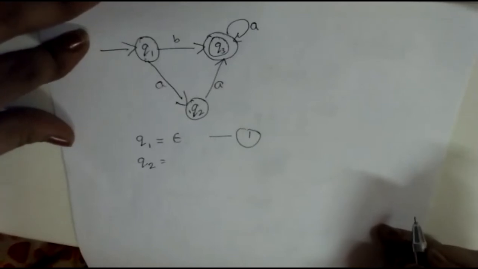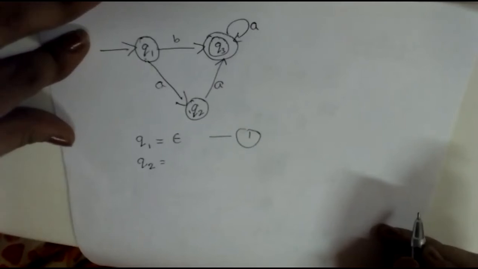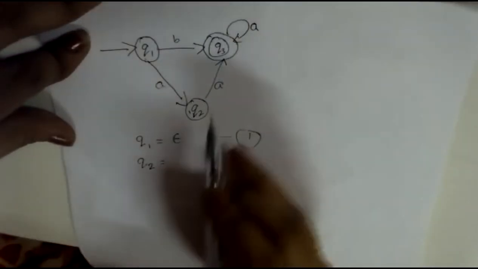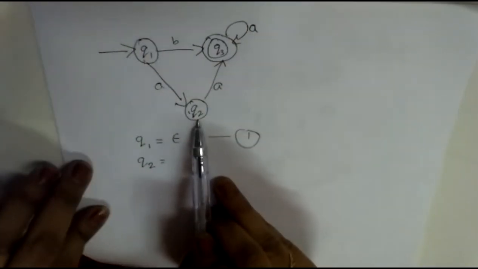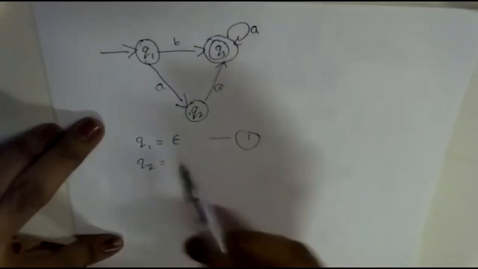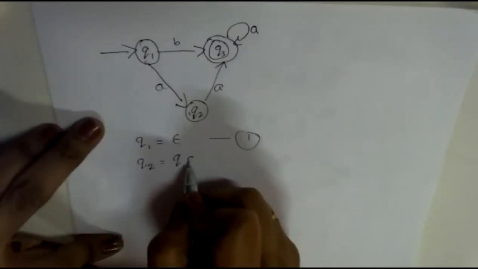Tell me Q2. Q2 is Q1A. Yes. Very good. Q2 is Q1A. So we have only one incoming arrow, that is from Q1 on A. So it is Q1A. Very good.